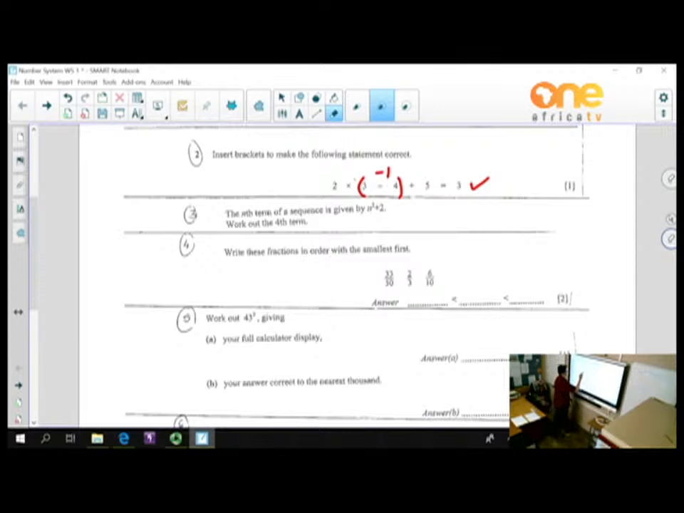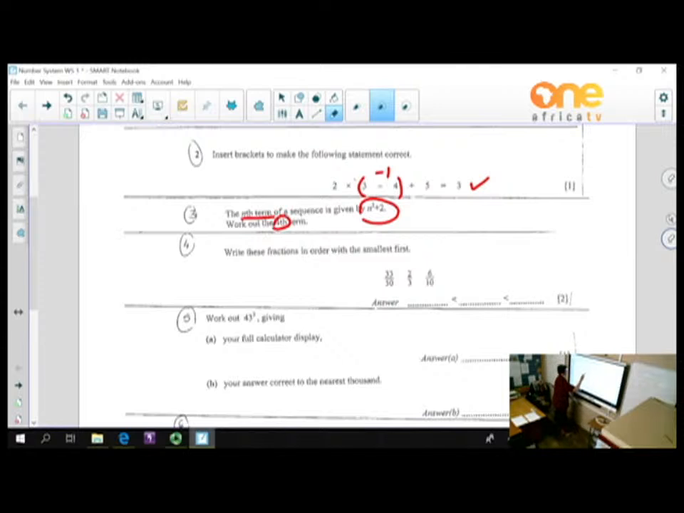The nth term means that is your sequence, that is your pattern, that's the rule that we have there. And they provide you with a formula, n squared plus 2. N stands for any number, the 5th term, the 4th term, the 10th term. That's what n stands for.